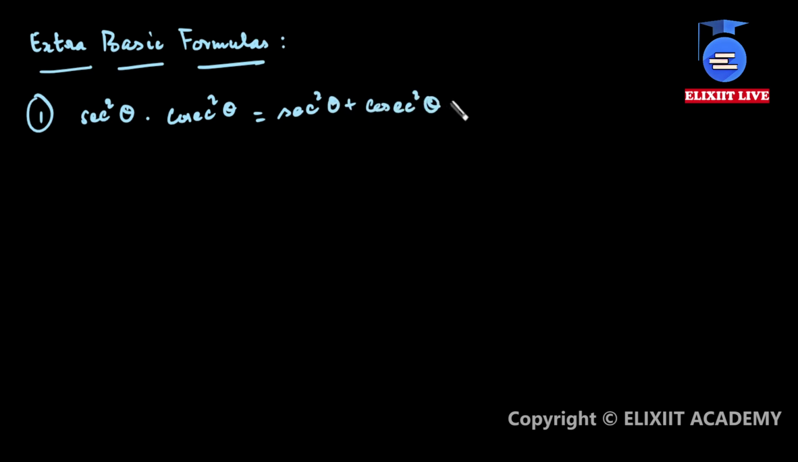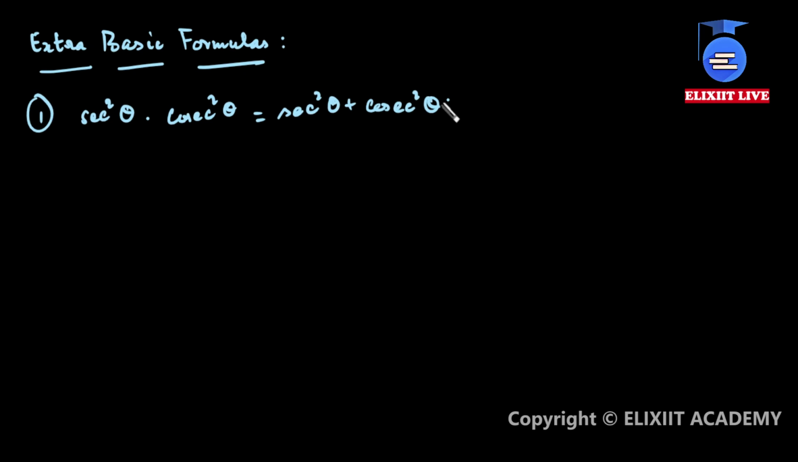Extra basic formulas which you must be remembering. Sec squared theta times cosec squared theta is actually the same as sec squared theta plus cosec squared theta. If you remember these, I'm telling you, you will have the benefit. Sec squared theta into cosec squared theta is the same as sec squared theta plus cosec squared theta.